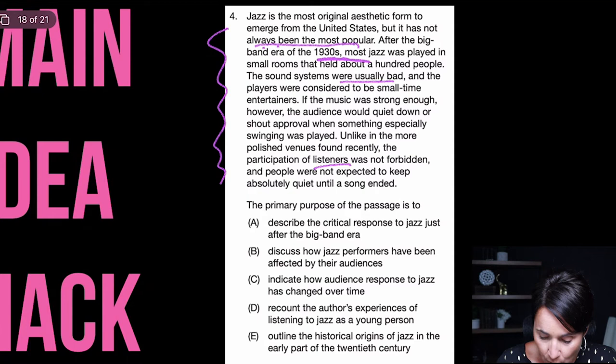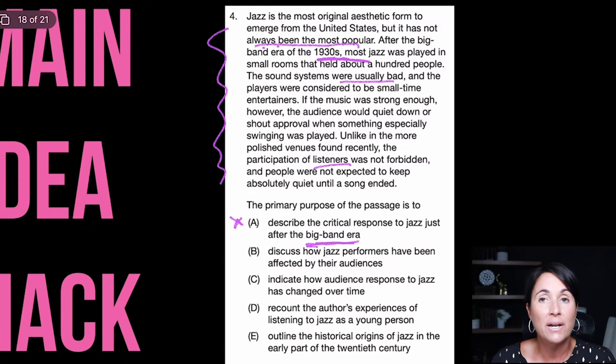So A, describe the critical response to jazz just after the big band era. Now, it mentioned big band era, but it also talked about some other things in here. So this feels specific to me, but let's move on. I might get rid of it. It did happen in the passage, but it's a little too specific, okay? B, discuss how jazz performers have been affected by their audience. Never did we talk about jazz performers. We talked about the big band era, the small rooms where it was held, but it didn't really talk about the jazz performers, no.